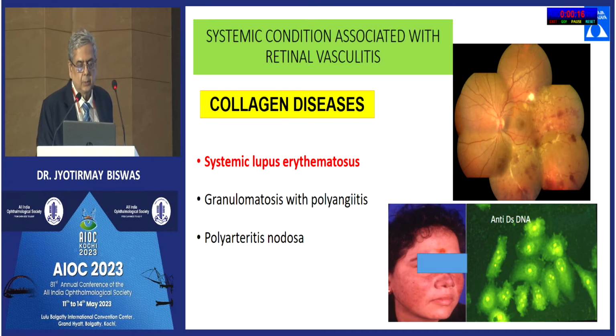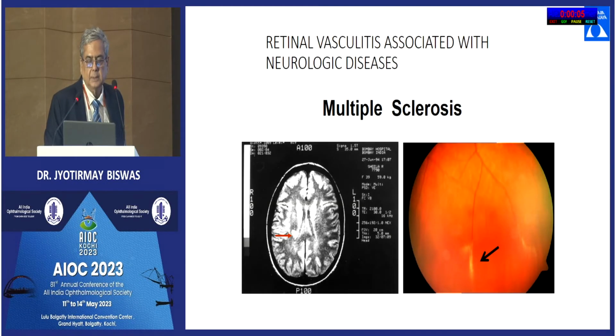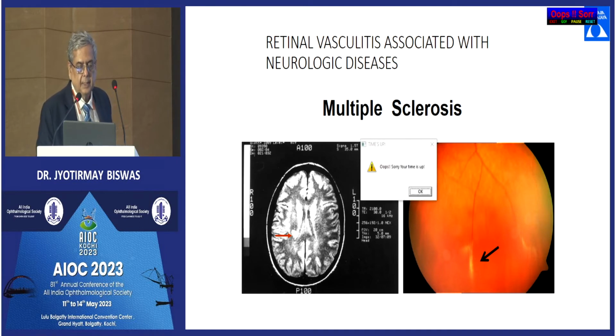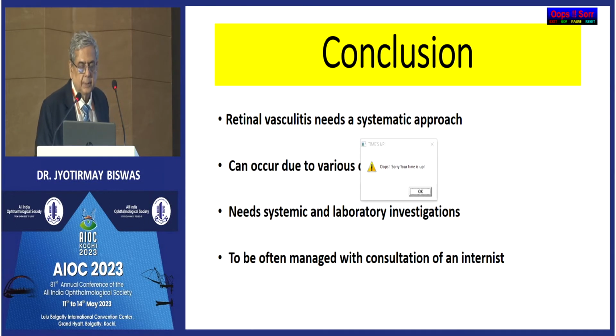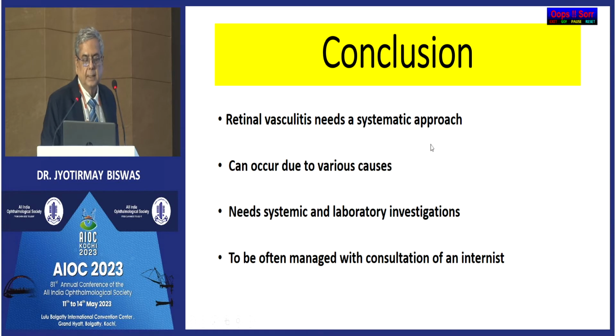In collagen disease, systemic lupus erythematosus can have exudates with retinal vasculitis and hemorrhages. The fluorescein angiogram is quite characteristic, with gross capillary non-perfusion. Multiple sclerosis can have retinal vasculitis, and we have described a case of retinal vasculitis in multiple sclerosis. In conclusion, retinal vasculitis needs a systematic approach, can occur due to various causes, needs systemic and laboratory investigations, and is often managed with consultation of an internist. Thank you.